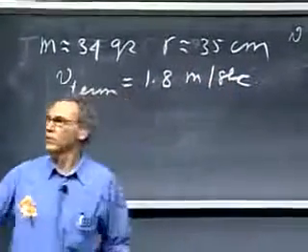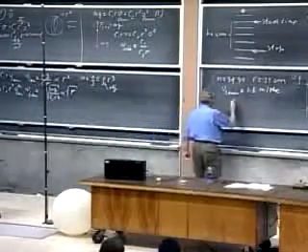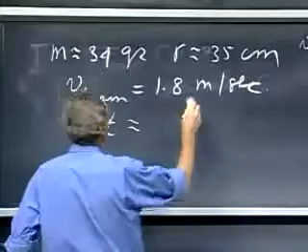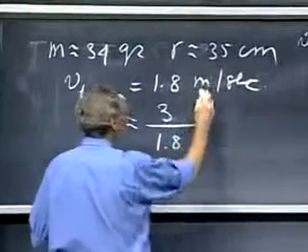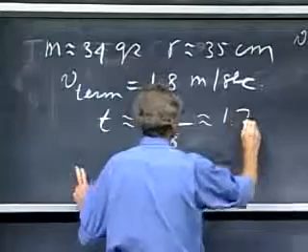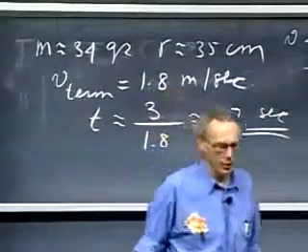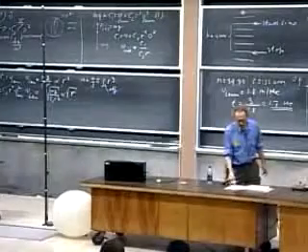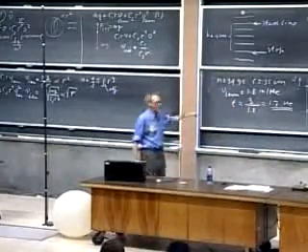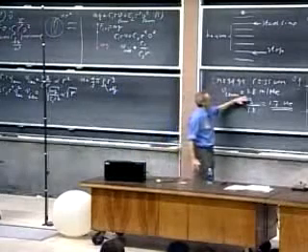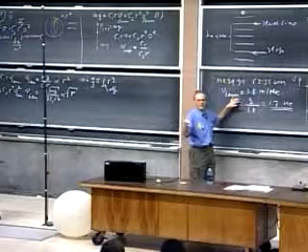So if I drop it from a height of 3 meters, which I'm going to do, then you would think that the time it takes to hit the floor would be about 3 meters divided by 1.8 meters per second, which is about 1.7 seconds. That's not a bad approximation. However, it will of course take longer. And the reason why it will take longer is that the terminal velocity, the terminal speed, is not achieved instantaneously.